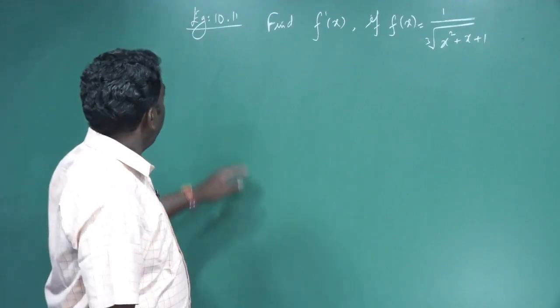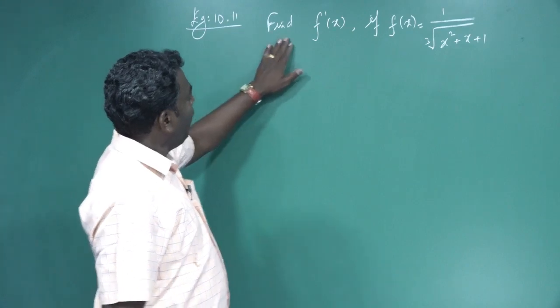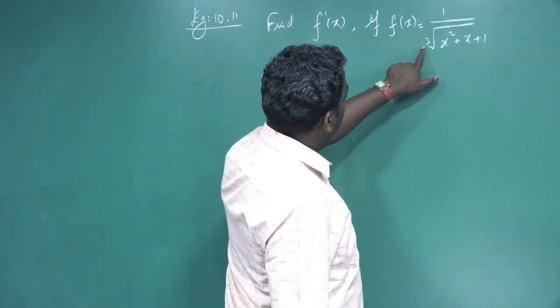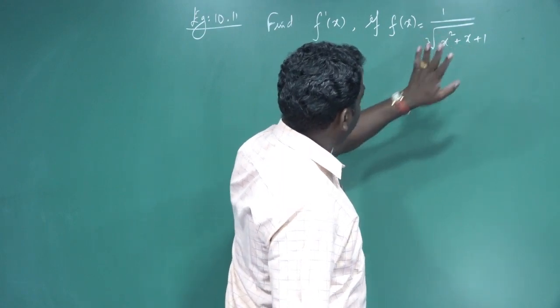Come to the next example, 10.11. Find f dash of x if the given function f of x equals 1 by the cube root of x squared plus x plus 1.